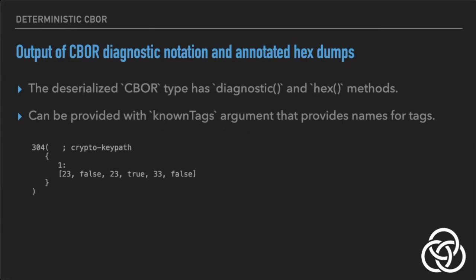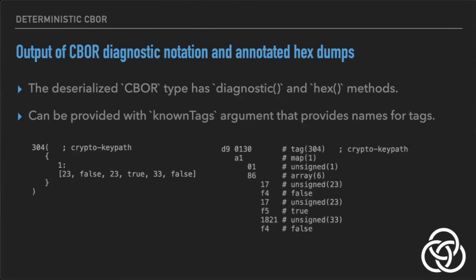For example, we've defined 304 to be a crypto derivation key path for BIP 32, and here you see the CBOR diagnostic notation of that. It's a tag with a map inside it with a single key value pair. The key is 1. The value is a CBOR array of derivation steps, where the Boolean is whether it's hardened or not. So this is how that looks in hexadecimal. It's the exact same thing. This is using the hex method, and again, it shows you what tag you're looking at, and it shows you the literal binary encoding of that.